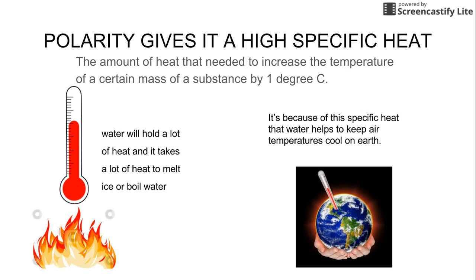Polarity gives it a high specific heat. Specific heat is the amount of heat that's needed to increase the temperature of a certain mass of a substance by 1 degree. Water specifically will hold a lot of heat, and it takes a lot of heat to melt ice or boil water. So it has a very high specific heat. It's because of the specific heat that water helps to keep air temperature cool on Earth.